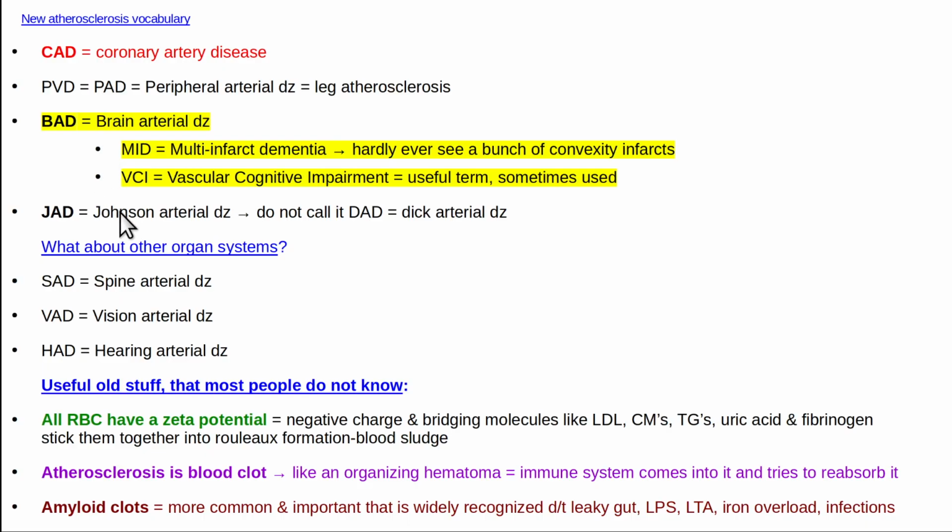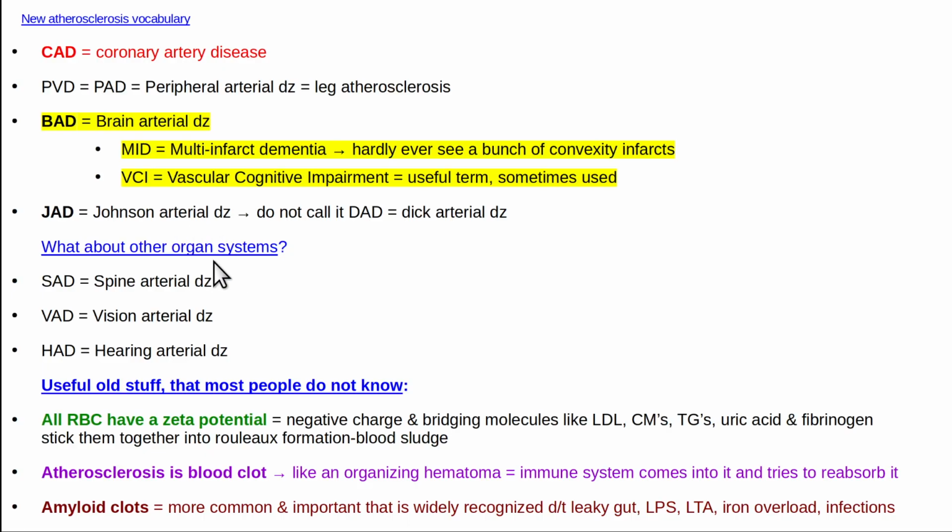Here's another one. Now, what do you use for the word Johnson? First of all, I want to say, don't even think of calling it DAD. That would be a bad choice of descriptive phrases. We can just use the phrase JAD for Johnson arterial disease.